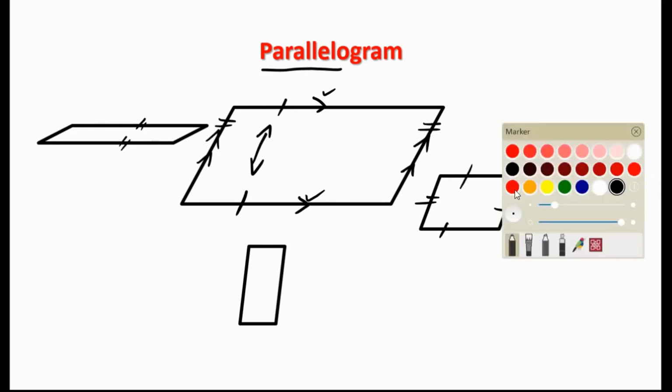One of the most important properties is that these opposite sides, this and this, if you measure, they will be congruent. This will be congruent with this. This will be congruent with this. This will be congruent with this. Okay. Another peculiarity, if you think about the opposite angles, these angles will be congruent. The measure of this angle and the measure of this angle will be congruent. Understood?